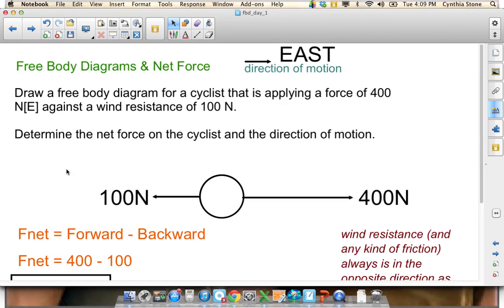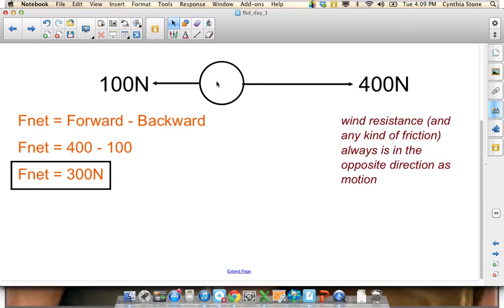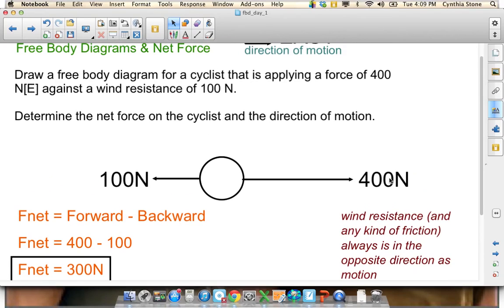So the first thing we've got to do is the free body diagram, and you can see the free body diagram is the circle. I draw one arrow to represent the 400 newtons. It's clearly bigger than the 100 newtons. Quick thing is wind resistance. If you know that you're moving in a certain direction, if you're applying a force of 400 newtons east for a cyclist, you've got to be moving east.